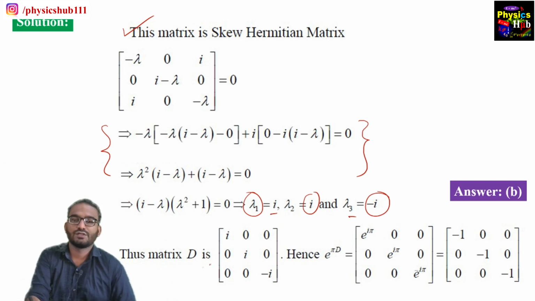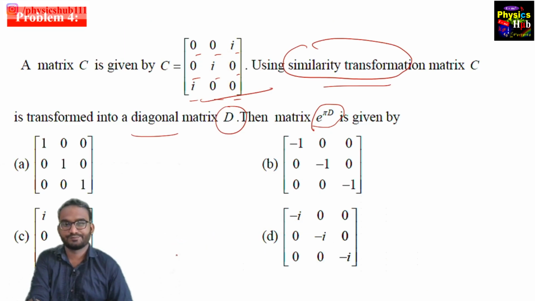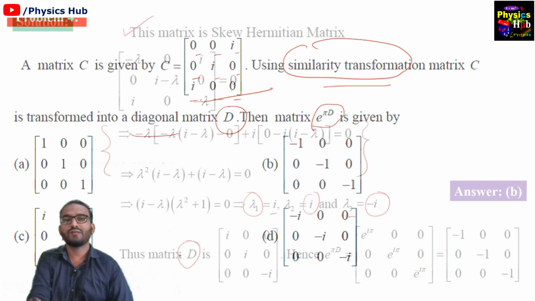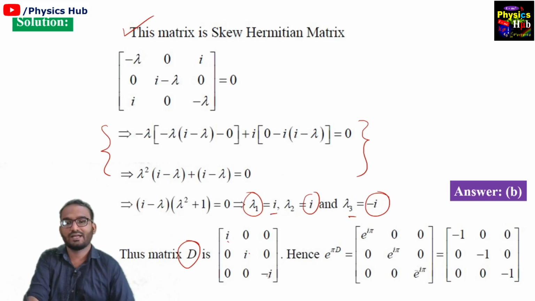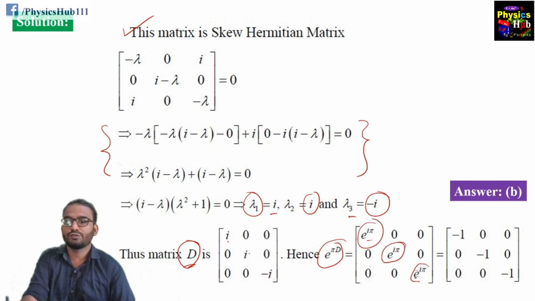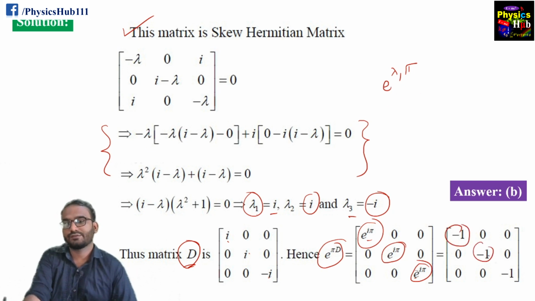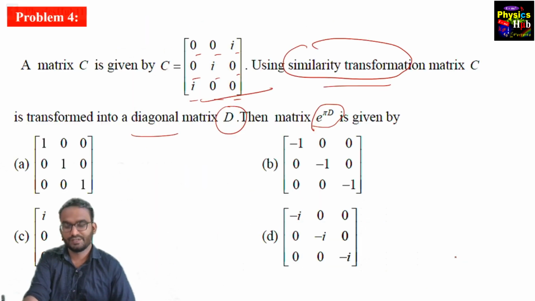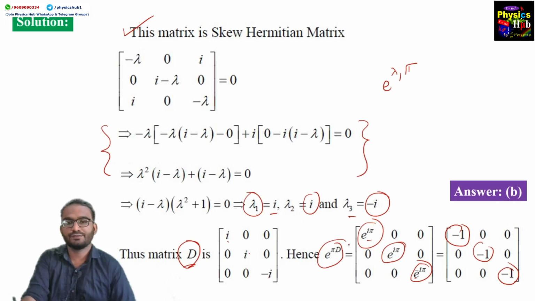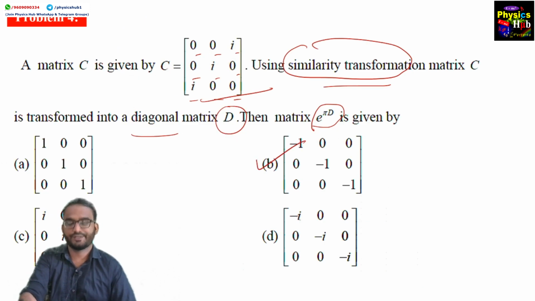Once you have the eigenvalues, we can find the diagonal matrix D. By writing the eigenvalues diagonally, you get the diagonal matrix, and hence e to the power pi D will become e to the power pi i, e to the power pi i, and e to the power minus i pi. So it is basically e to the power pi times lambda 1. And you are getting minus 1, minus 1, and it is matching with option B. So option B is the correct option for this question.